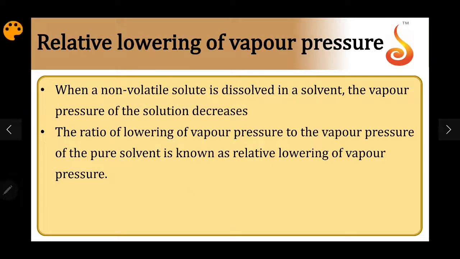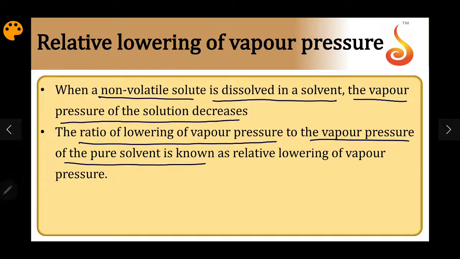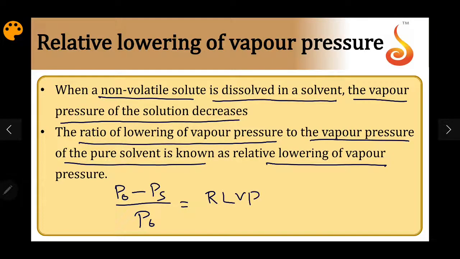Relative lowering of vapor pressure. When a non-volatile solute is dissolved in a solvent, the vapor pressure of the solution always decreases. The ratio of lowering of vapor pressure to the vapor pressure of pure solvent is known as relative lowering of vapor pressure, that is, P naught minus Ps by P naught is called relative lowering of vapor pressure. It is given by RLVP.